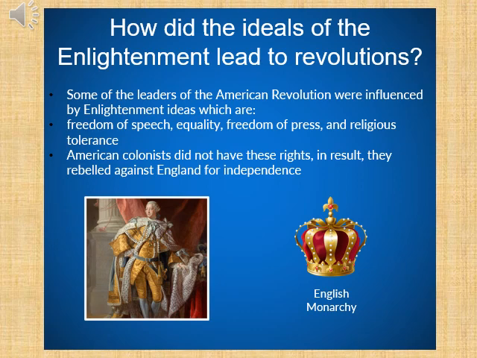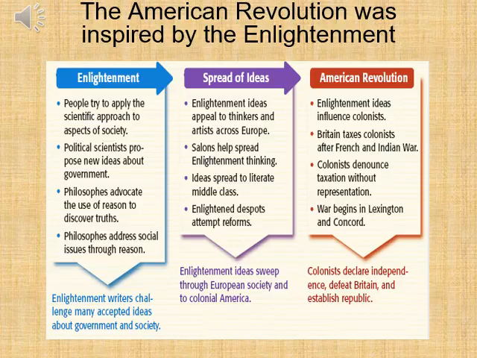So how did the ideals of the Enlightenment lead to revolutions? Some of the leaders of the American Revolution were influenced by Enlightenment ideas, which were freedom of speech and equality, freedom of the press, and religious tolerance. American colonists did not have these rights, so as a result, they rebelled against England and the monarchy for independence.